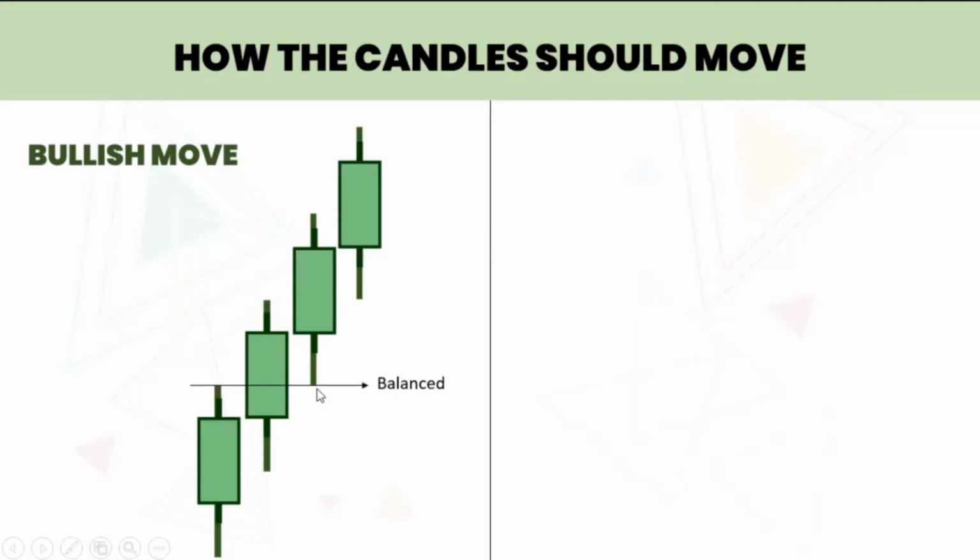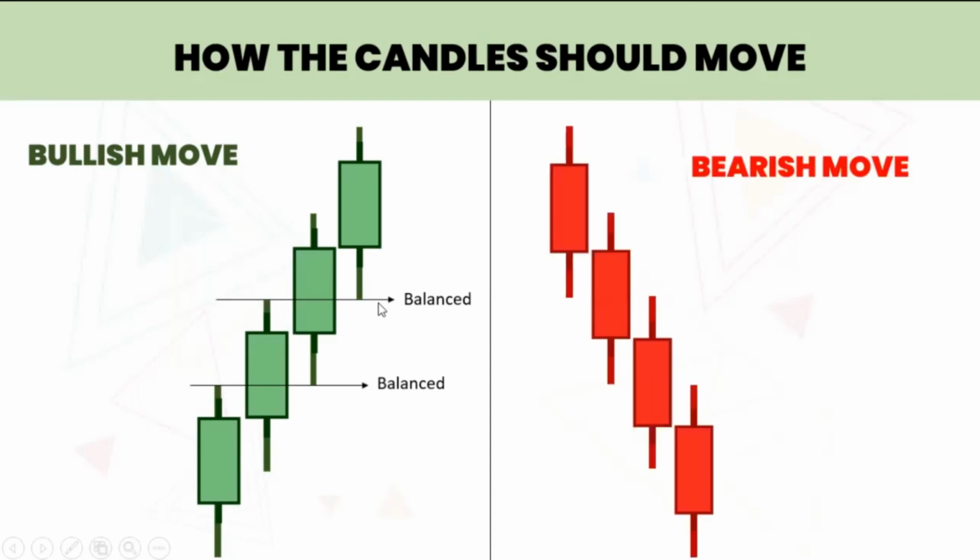But in the previous one I showed to you, you discover that the market did not move that way, so there is a fair value gap. You understand? So you can see the low of this candle is touching the high of this candle, so the market is balanced this way. The same thing happens for the bearish move. We discover that the market has to be balanced.